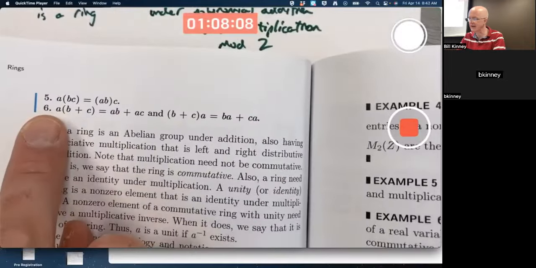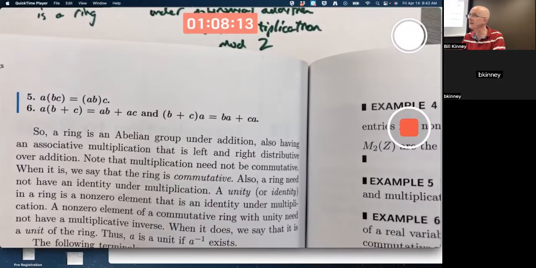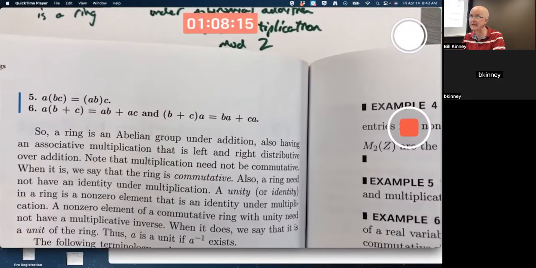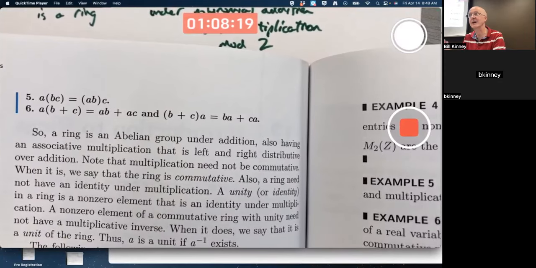Multiplication is associative and the distributive property holds. It doesn't have to be commutative under multiplication, doesn't have to have a unity. If it is commutative under multiplication, we call it a commutative ring. If it has a unity, we call it the unity, the multiplicative identity.